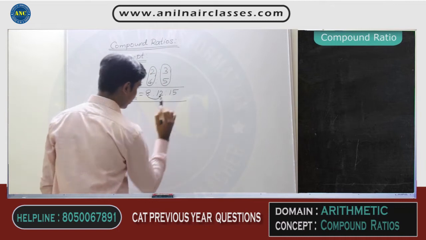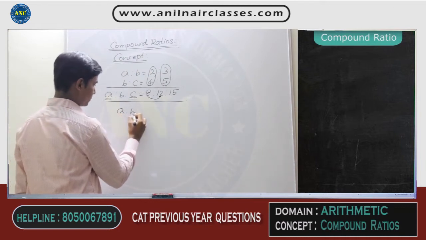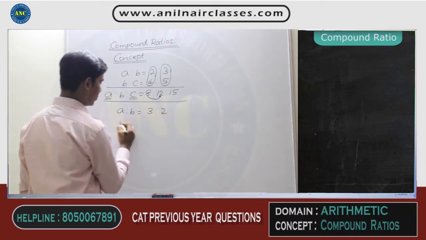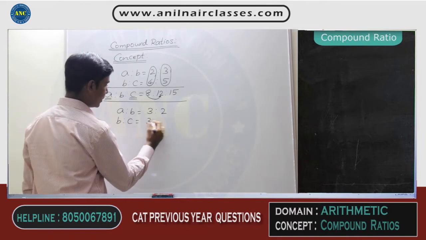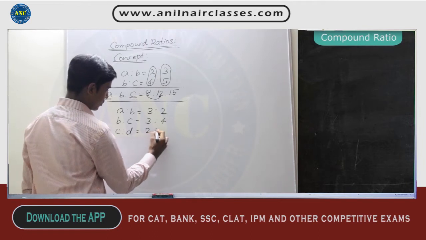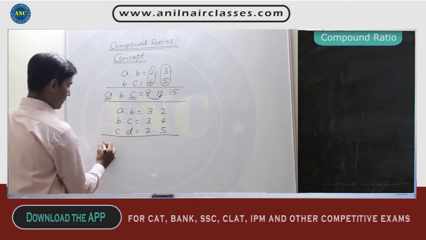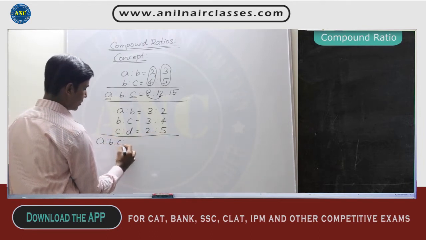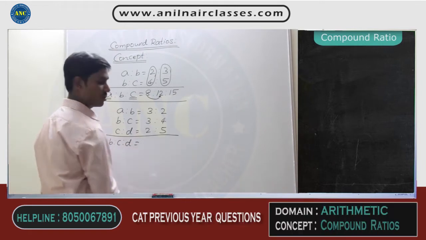Now, for the people who did not understand, one more example. A is to B is 3 is to 2. B is to C is 3 is to 4. C is to D is 2 is to 5. I want to find A is to B is to C is to D.